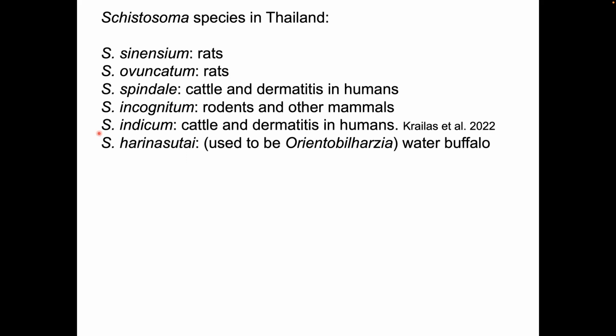Spindale, incognitum, indicum, and nasale, all in cattle and similar animals. Spindale is known to cause human dermatitis, and indicum is known to cause human dermatitis, similar to swimmer's itch. There was recently a paper, I'm not sure how to pronounce it, Krailas et al. 2022, describing cases in cattle and humans, that is, dermatitis cases in humans. There's also nearby, sort of in Thailand, not quite, malayensis and mekongi.